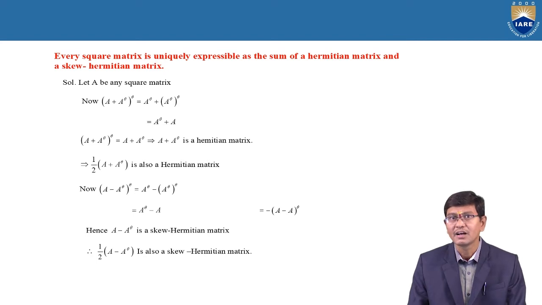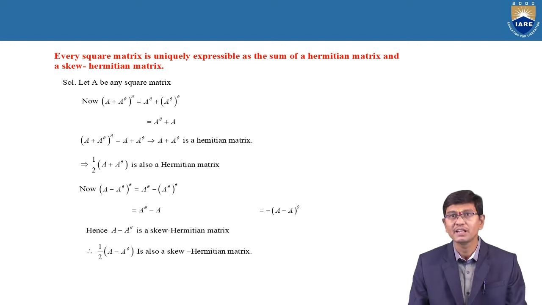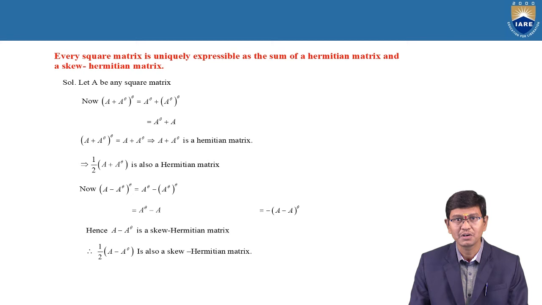That is, (1/2)(A + A^θ) is also a Hermitian matrix, because 1/2 is a constant multiplication. Therefore, if A + A^θ is Hermitian, automatically (1/2)(A + A^θ) is also Hermitian. Similarly, consider (A - A^θ)^θ, which is equal to, by the property, A^θ - (A^θ)^θ. And again, we know that (A^θ)^θ is equal to A only.